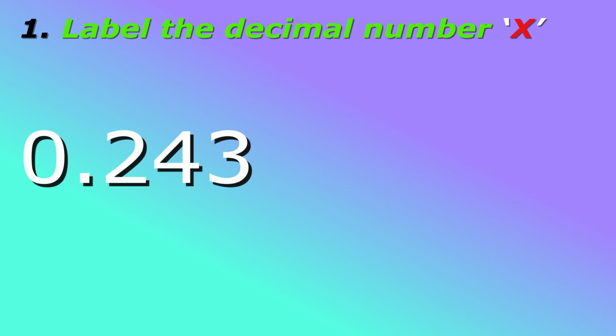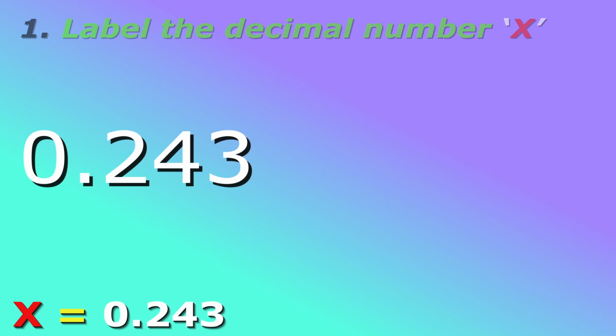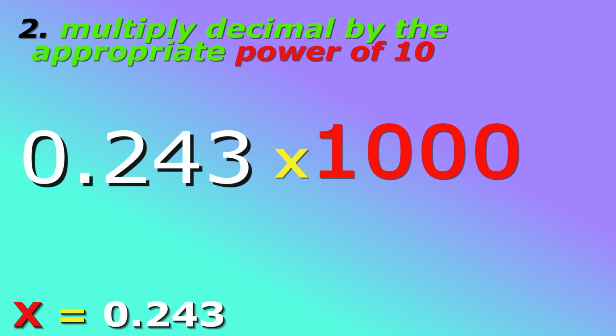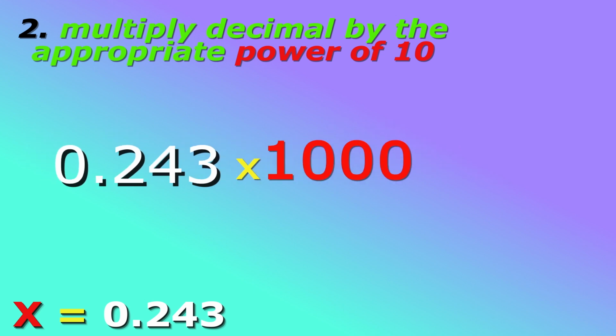Let's convert 0.243 to a fraction. Step 1, give your decimal the label x. So x equals 0.243. Step 2, multiply the decimal by the correct power of 10 to turn it into a whole number. We've seen that since this decimal has 3 decimal places, we need to multiply it by 10 to the power of 3. And 10 to the power of 3 is 1000. So we get 0.243 times 1000, which is 243.